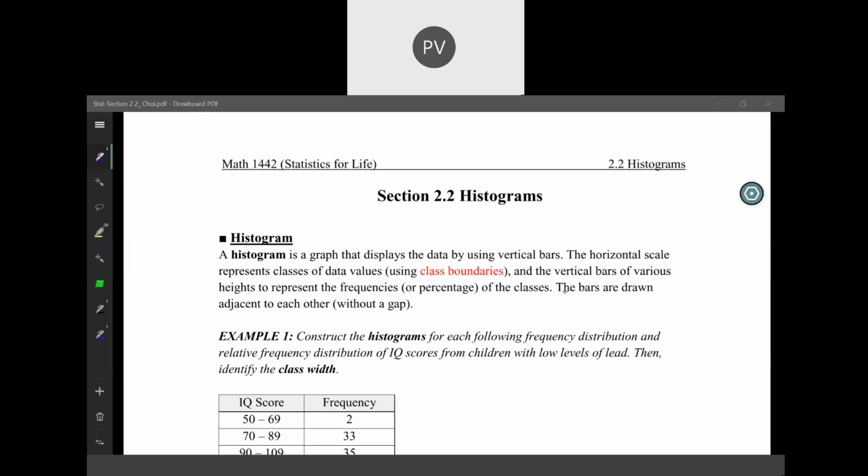Hello everyone. So today we will be learning about histograms. Section 2.2, histograms.